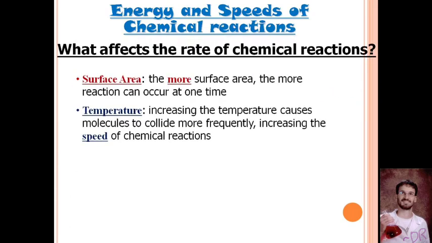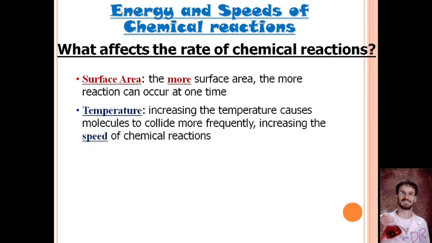Well, we can alter and change how fast a chemical reaction takes place by changing several different variables. One, we can change the surface area, because remember, in order for a chemical reaction to take place, two molecules actually have to run into each other. They have to make contact. Well, if we increase the surface area of the things that we are reacting together, we increase the likelihood that they will actually run into each other.